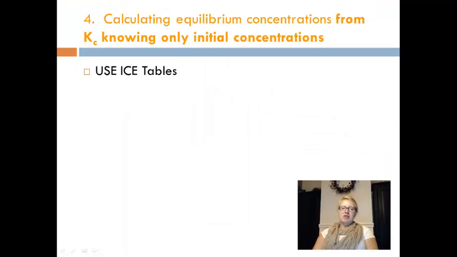The fourth type of problem is where it gets trickier. So the fourth type of problem involves calculating the equilibrium concentrations from Kc, knowing only the initial concentrations. So again, we're going to use ice tables here.